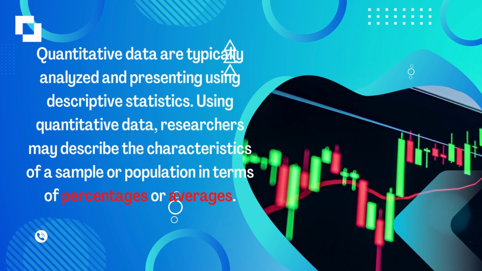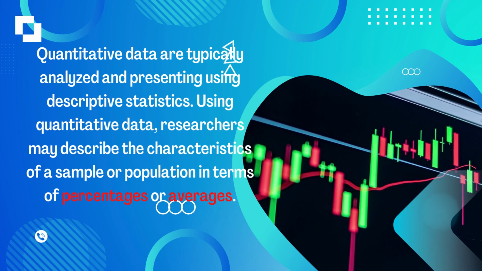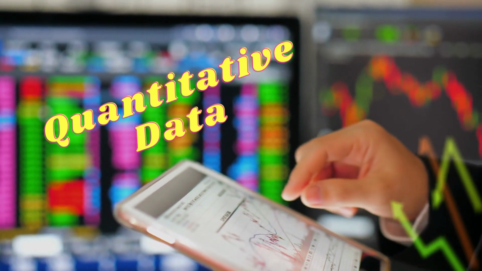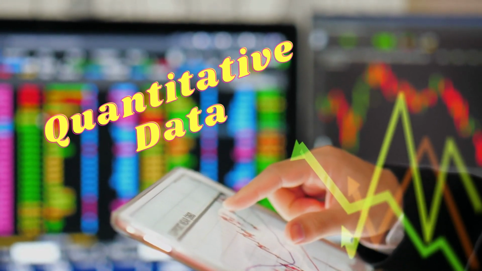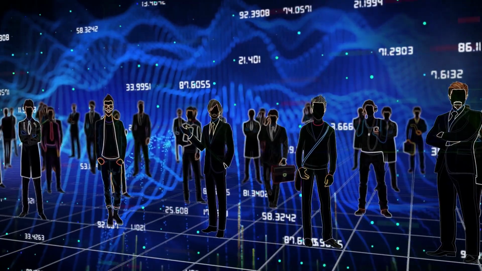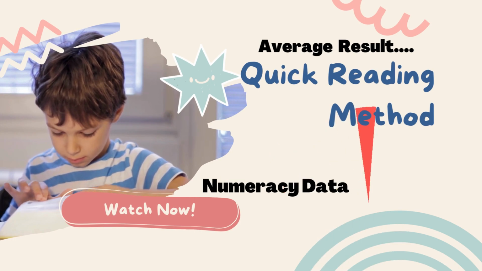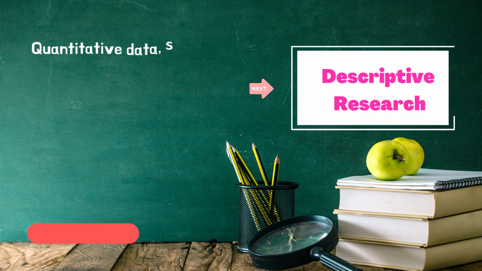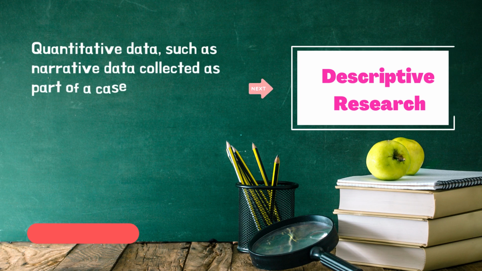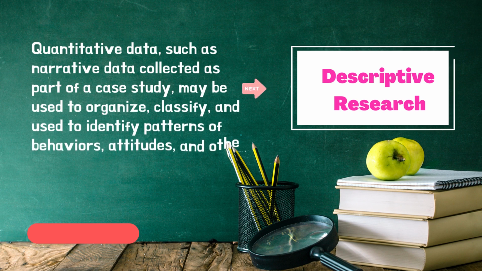For example, the percentage of the population that belong to different racial or ethnic groups, or the percentage of low-income families that receive different government services. Another is the averages. For example, under the average, we can have average household income, or average scores of reading, mathematics, and language assessment. While qualitative data, such as narrative data collected as part of a case study, may be used to organize, classify, and identify patterns of behaviors, attitudes, and other characteristics of groups.